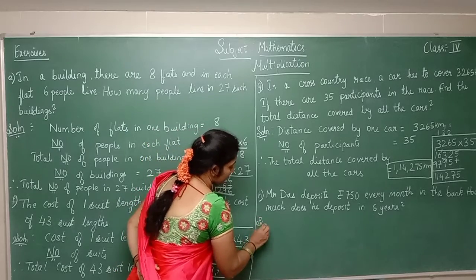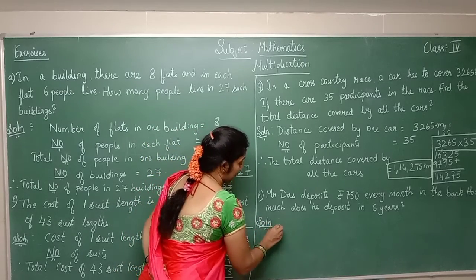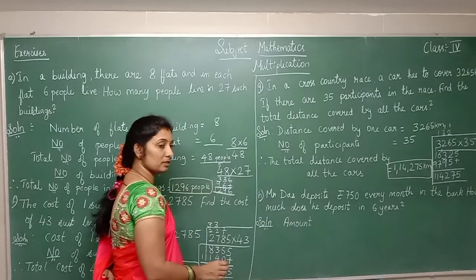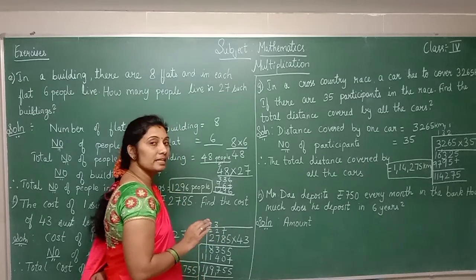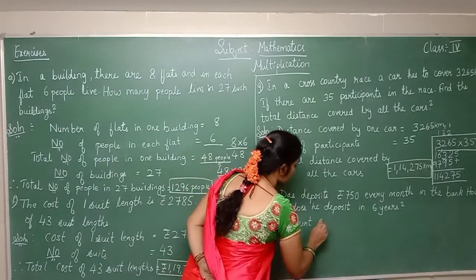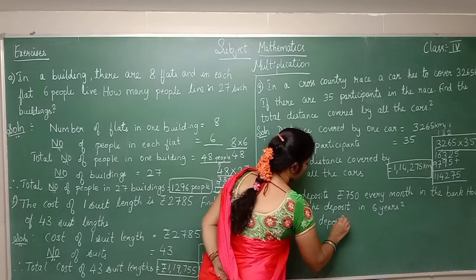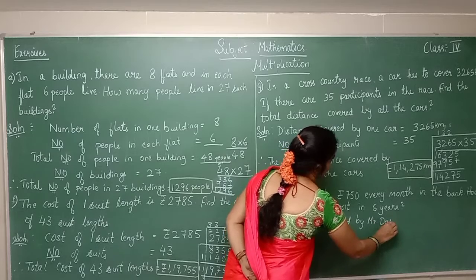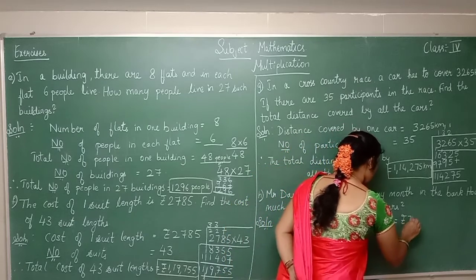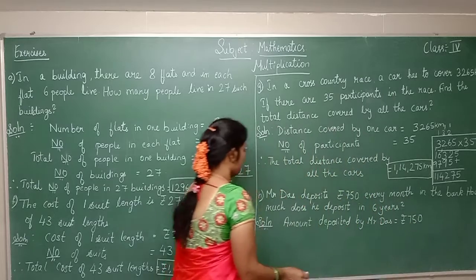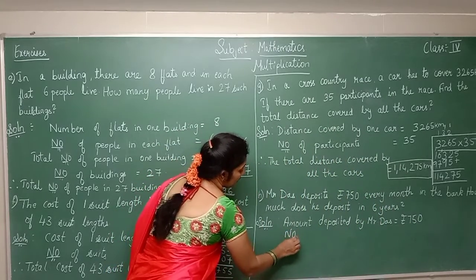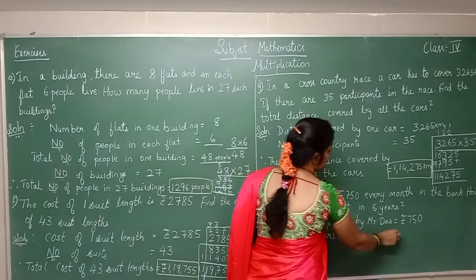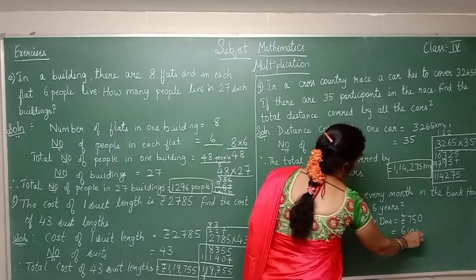So solution. What is being deposited there? Amount, right? When he is putting the cash, we will say it as amount. Amount deposited by Mr. Das is rupees 750. Okay. Number of years? How many years? For 6 years.